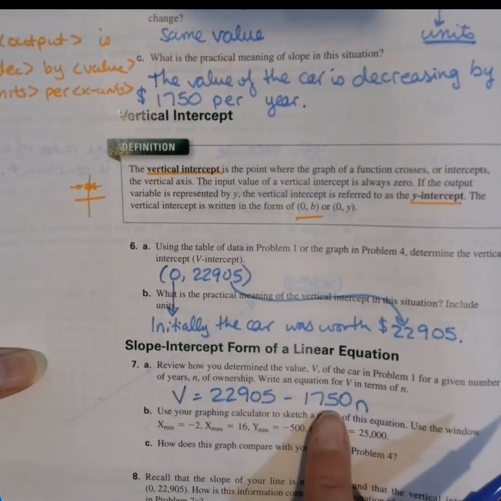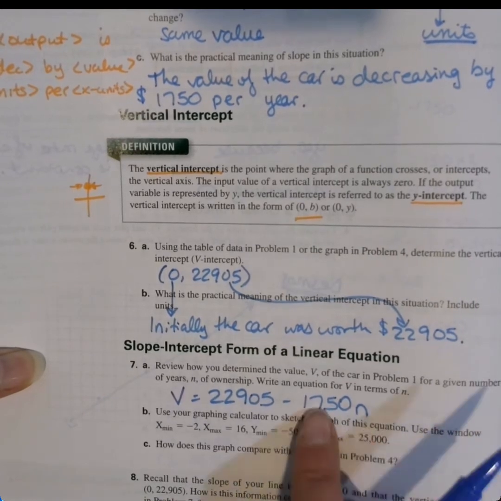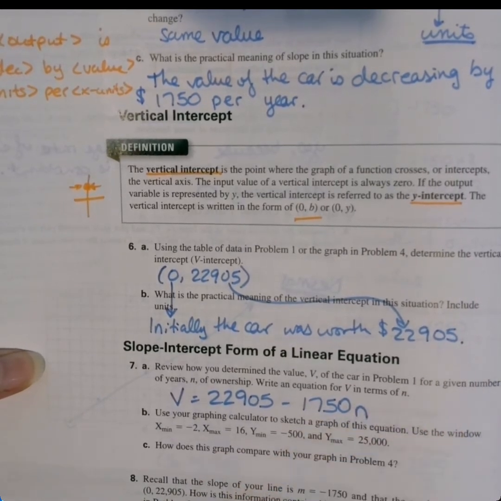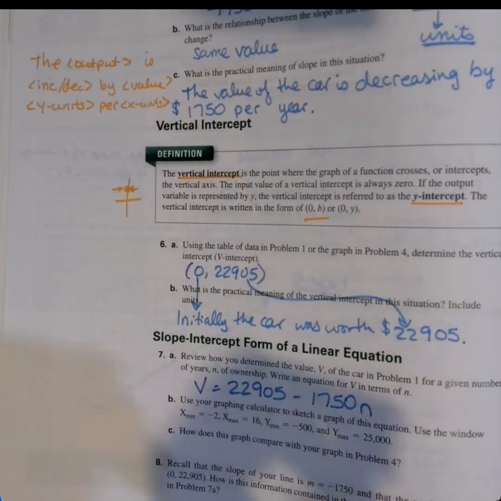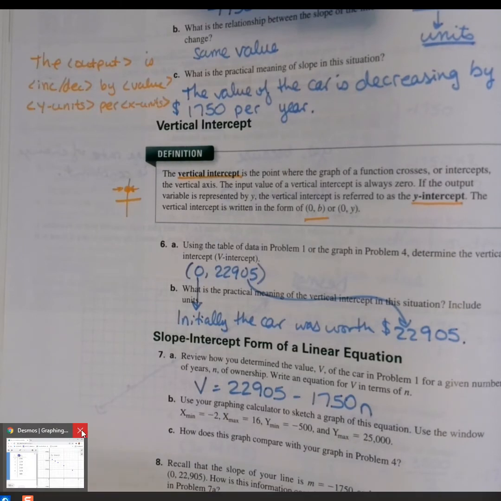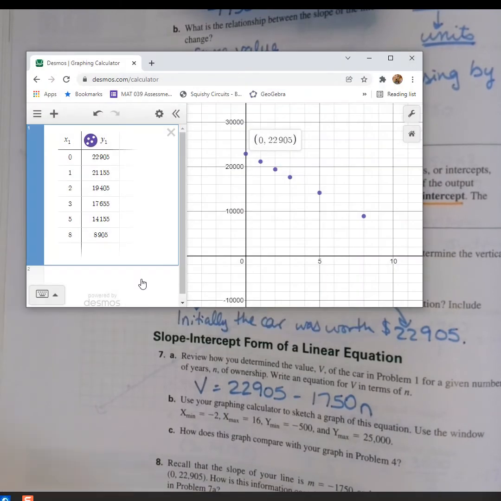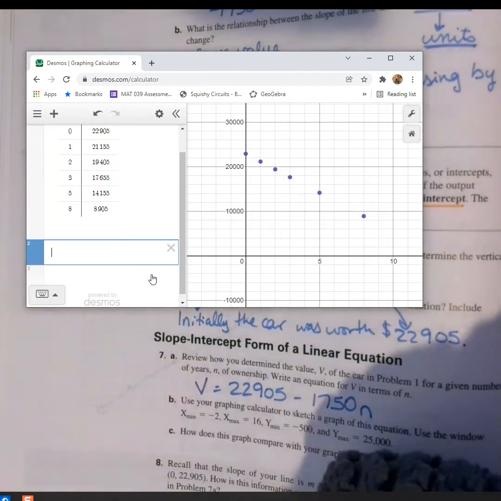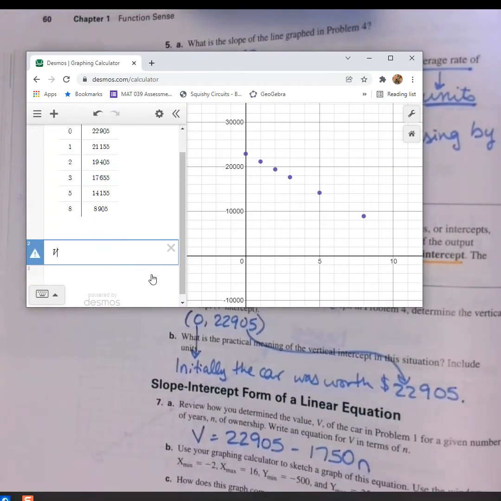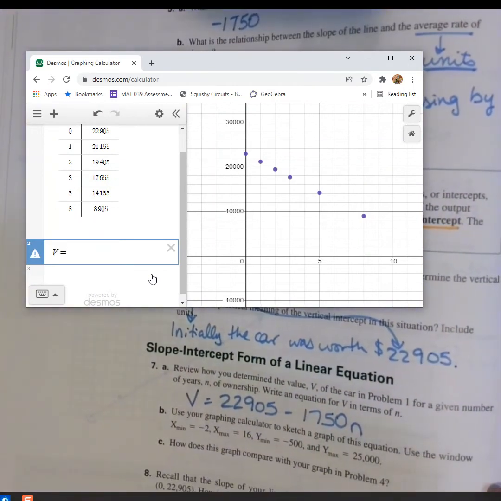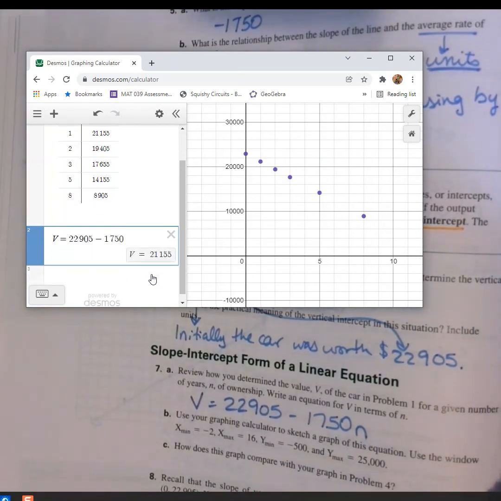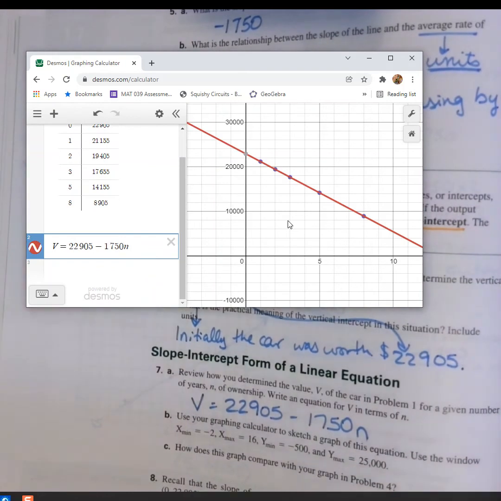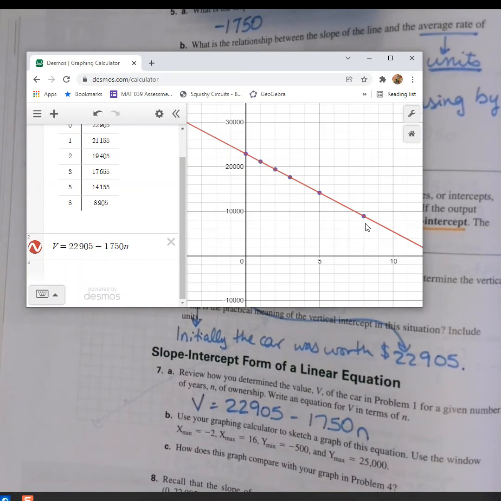We also know that this is our slope. So this is the one that's going to be changing as our number of years increase. Now we want to graph this and see how it compares with the data points. So back over to Desmos, I'm going to type in this function. V equals 22,905 minus 1,750 n.